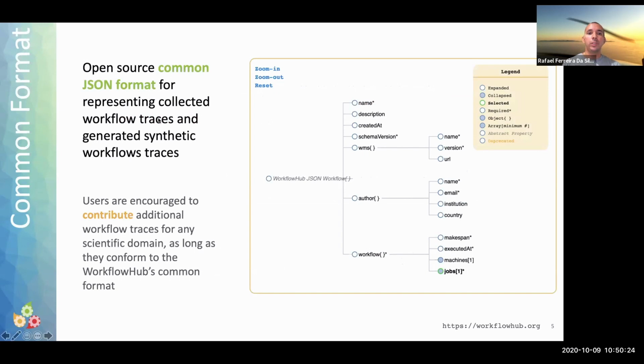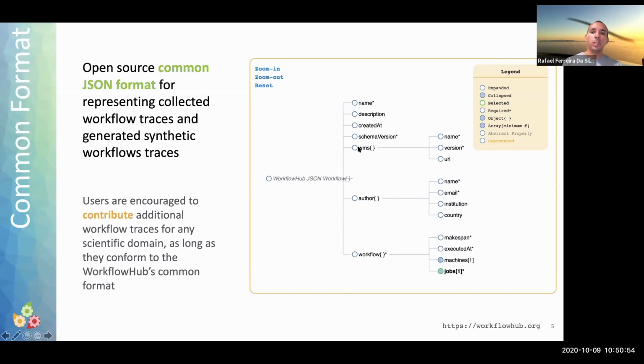So the idea of this common format is that we can try to capture the essential aspects of the workflow executions. Here is a representation on this figure on the right side of the slide that shows you the high-level representation of this JSON file and what we capture. We capture some of the basic attributes like metadata: the name of the workflow, the description, when it was created, so when it was generated, and what version of the schema you are using.